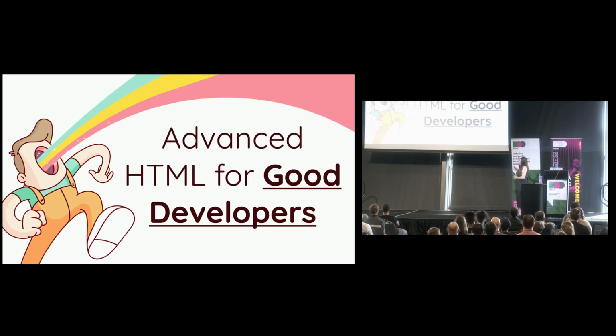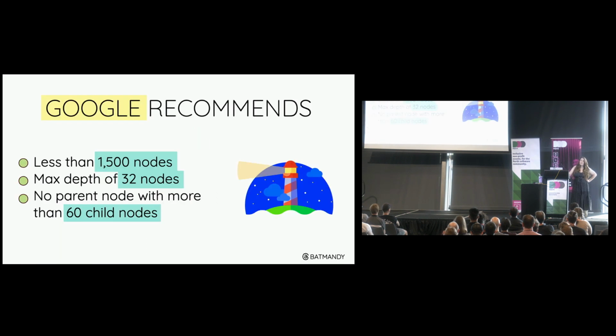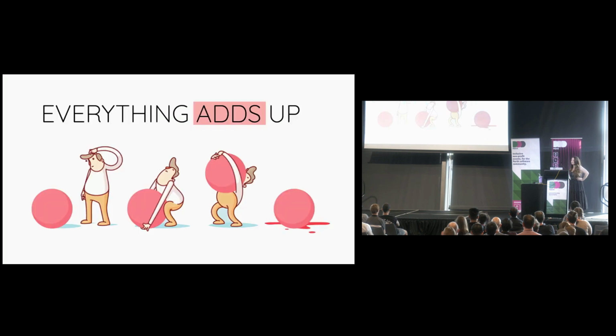Now, I know, because you're all good developers, that you care about accessibility, but if it's not top of your priority, I should say, I know what businesses are like, it's not just the accessibility that matters. Bad HTML can also impact your web page performance. Google's Lighthouse tool recommends a max depth of 32 nodes and no parent node with more than 60 child nodes.